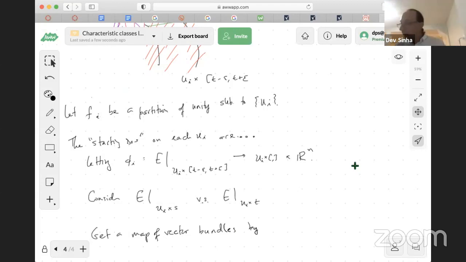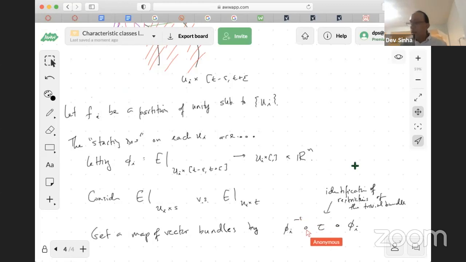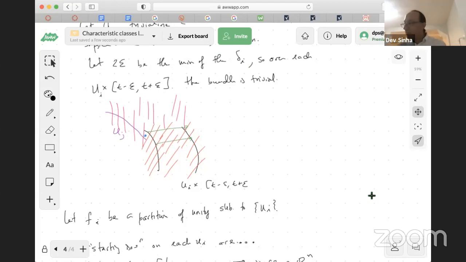So first I'm going to apply phi I. Now I can think of a product bundle. I'm just going to call this the map, the identification of restrictions of the trivial bundle. And then I'm going to take phi I inverse. And now this is a map between these two fibers that I just wrote. And great. But again, if we want to look back up here, this is just giving me the first isomorphism on UI. I have a different such isomorphism on UJ. I've got two different shades of red there.